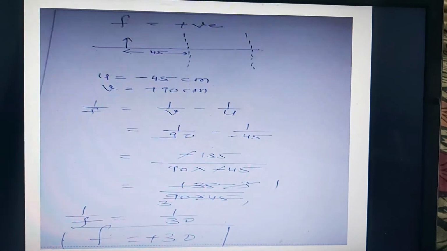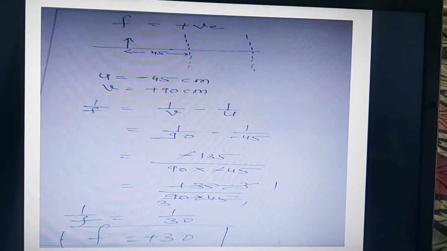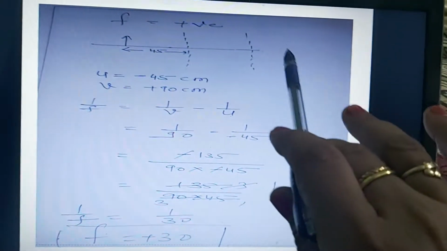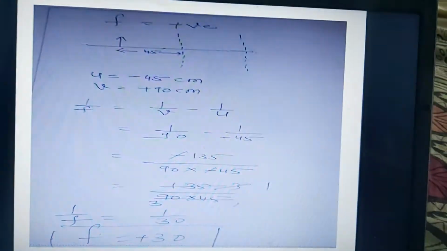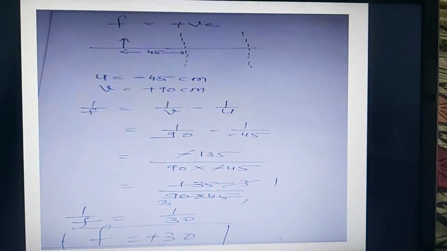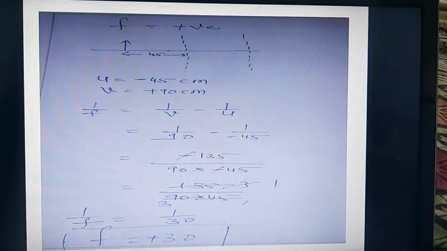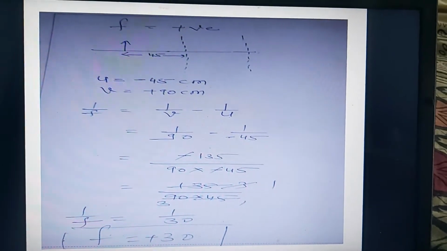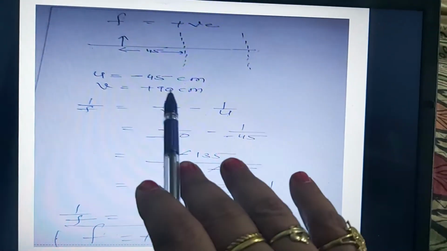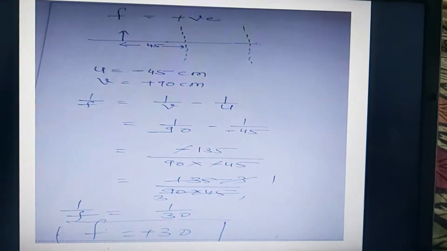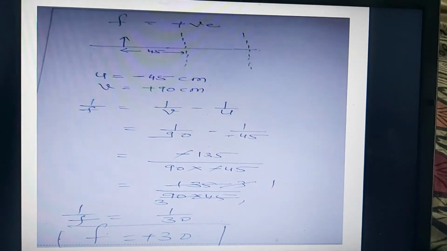An image on a screen placed 90 centimeter on the other side of the lens. So it will be 90 centimeter on the other side. So v should be positive. So v is equal to plus 90 centimeter.